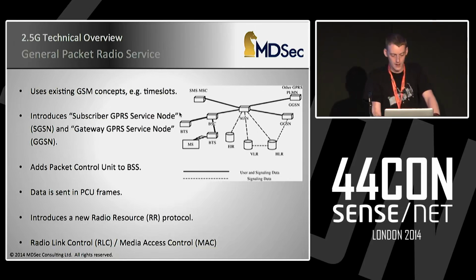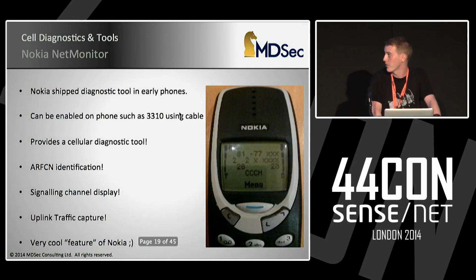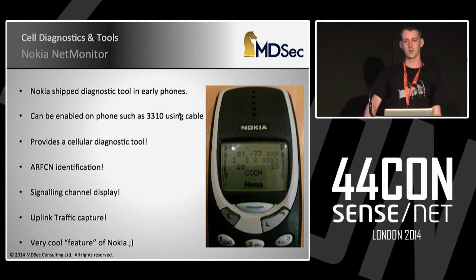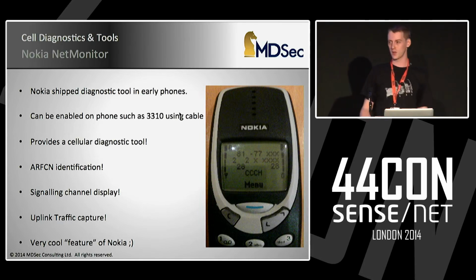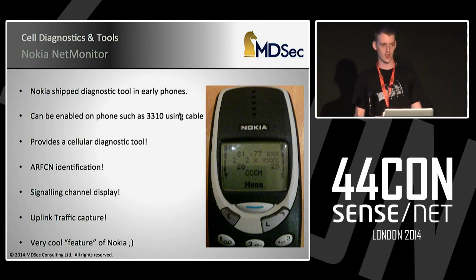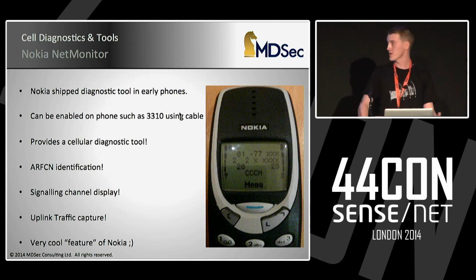Okay, so it's a bit of a detailed technical overview of the background for 2.5G. What I'd like to do now is give you an overview of some of the tools that you would use to begin analyzing a cellular environment. The first tool I would look at is the Nokia Net Monitor.